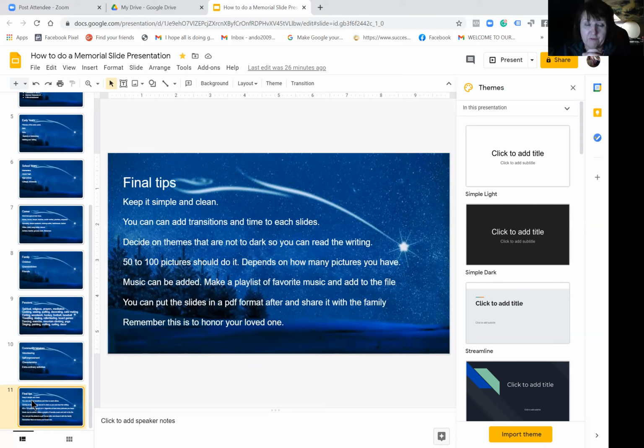We had a lot of pictures of our family and gatherings and things. It depends on how many pictures you have, and you can actually put music to it, or make a playlist of their favorite songs. That's really nice, and you can add it to the file. You can also put the slides in a PDF format and email it to people after the funeral. It's a nice keepsake, anyways. And remember, this is to honor your loved ones. Sometimes politics gets involved with family, but remember the goal is to honor and celebrate your loved one's life.